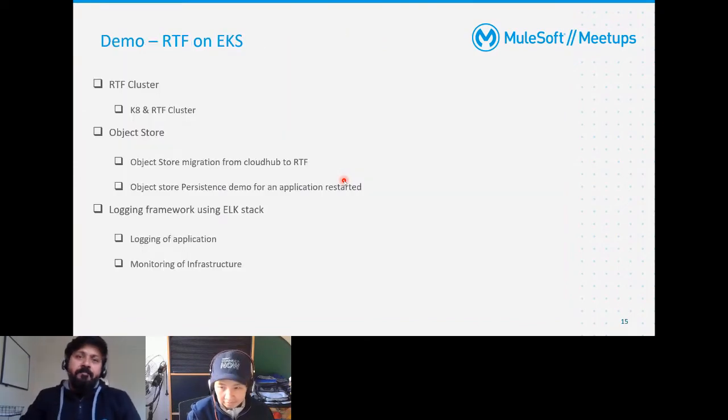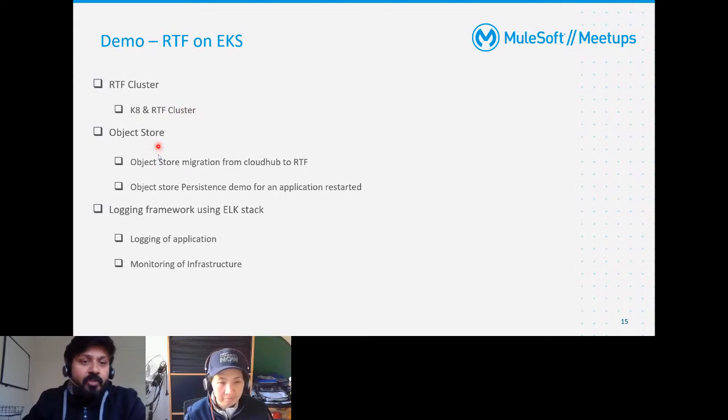So that concludes our theory side of things. Now let's get on to the demo. We will start with how the RTF cluster looks. We can look at it from the AWS console, because I have an EKS-based RTF cluster. So we can start with the cluster in AWS, and then also look at the local machine CLI. We will then move on to the object store demo, the migration and persistence, and as part of the whole demo, we'll be looking at the logs as I mentioned before.